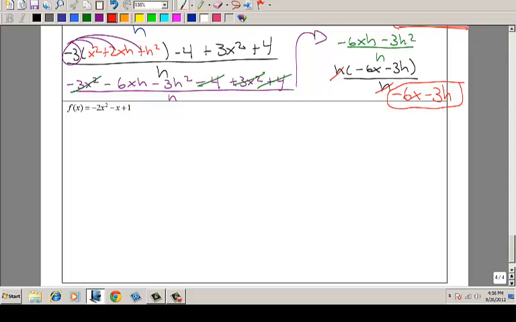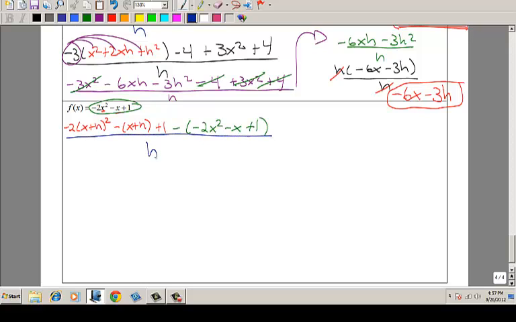Our final problem is negative 2x squared minus x plus 1. So again, the first thing we need to do is find f of x plus h. That means to plug in an x plus h for each one of those x's. So I write negative 2 times, this becomes x plus h squared minus x plus h plus 1. So that's my f of x plus h. Then I need to subtract the f of x. I need to subtract the given, minus that negative 2x squared minus x plus 1. And again, we put this all over h.